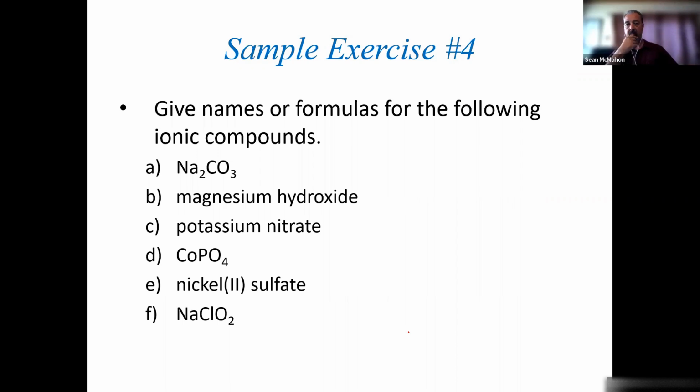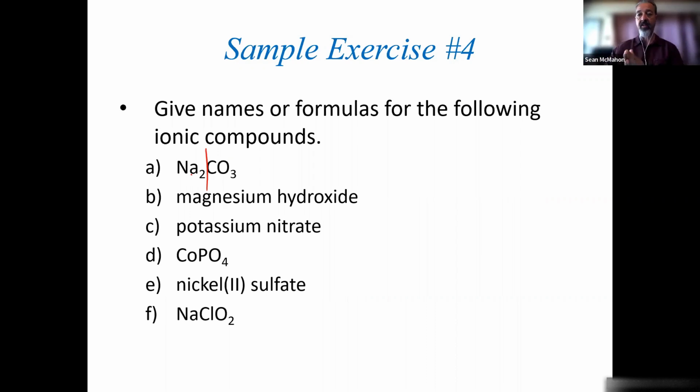polyatomic ion. But we can do this, right? So when I look at a formula, I first need to figure out, is this ionic or is this covalent? Because if it's ionic, I have to think of charges for ratios. If it's covalent, I have to think of prefixes, right? The mono, di, all that. So if I look, because there's a metal, I know it's ionic, right?